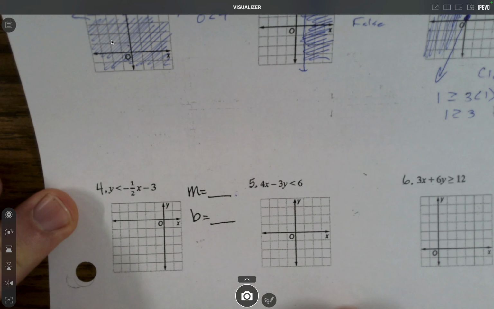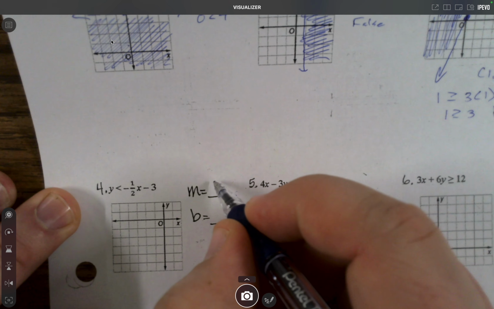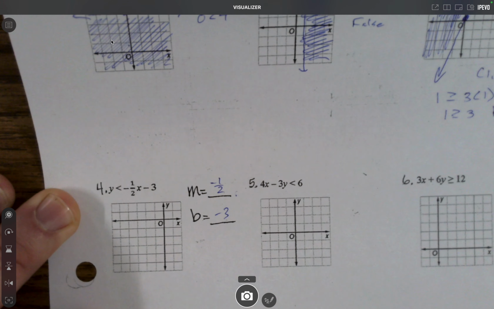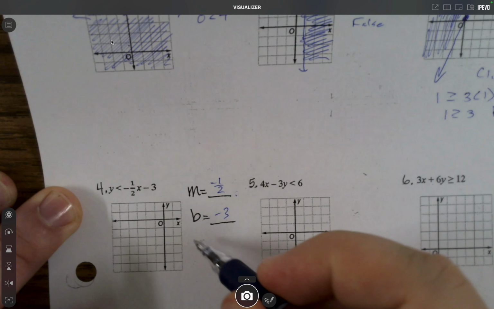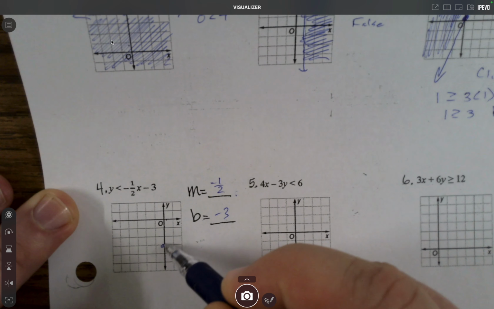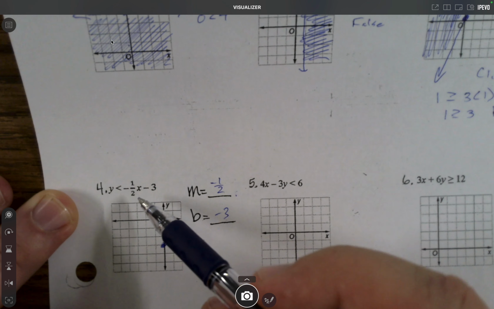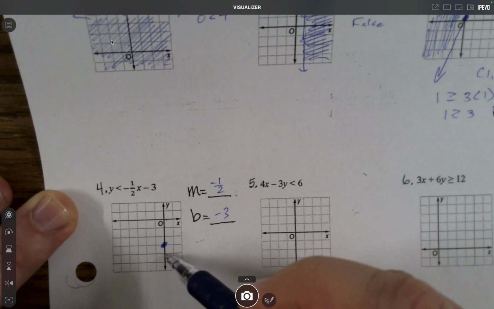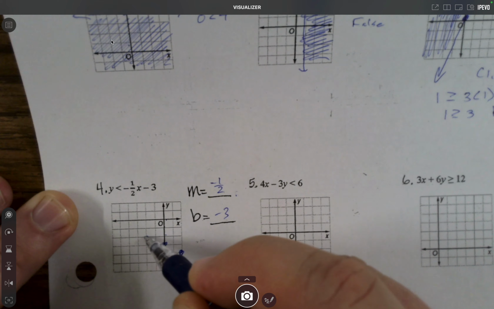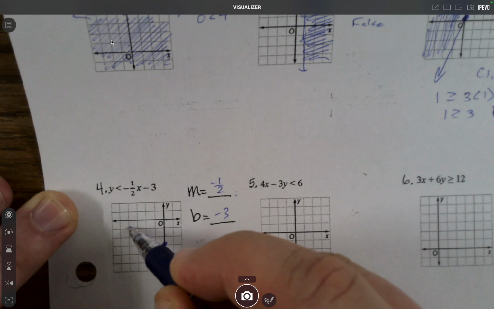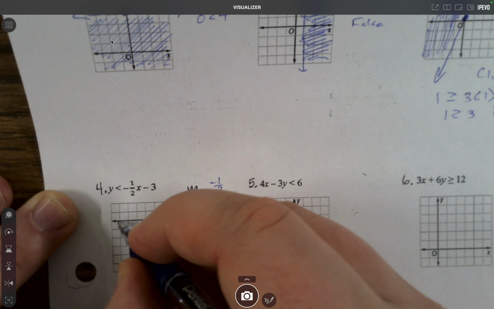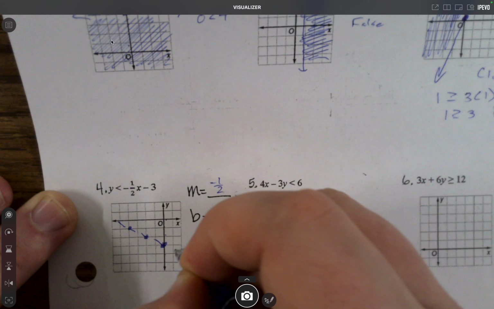Okay, number 4, we'll follow the same process. We have a slope of -1/2. We have a y-intercept of -3. So we go down for our y-intercept, down to -3, and I'll draw a dot there. And it says I need to go down 1 and over 2. You can also go up 1 and to the left 2. You can see they follow the same line pattern here. And since it's just less than, there's no equal to, I have to draw a dotted line through here.